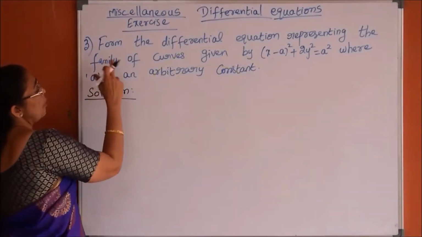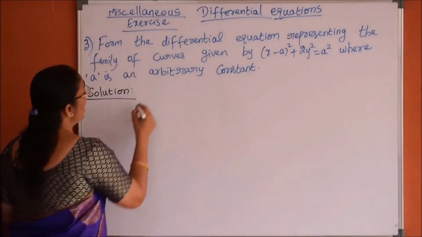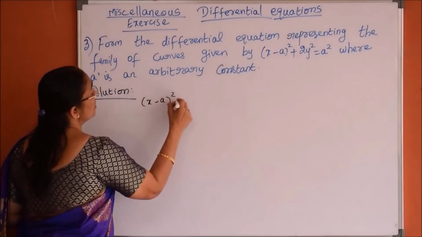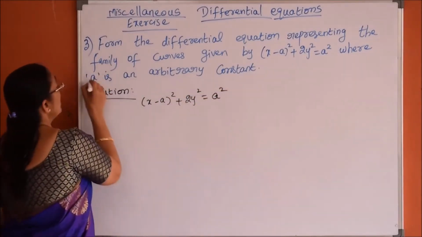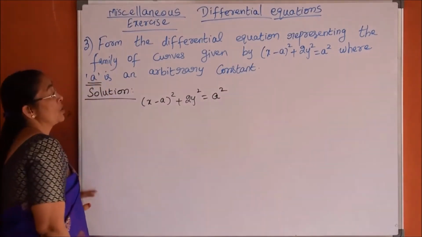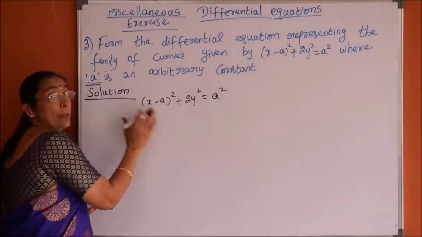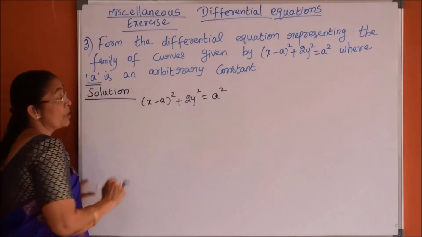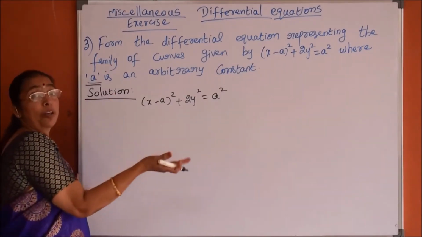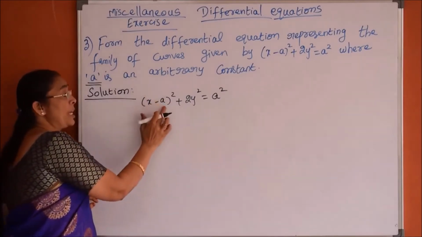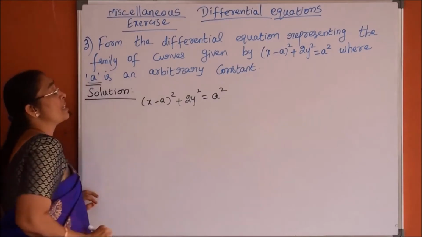Third problem: form the differential equation representing the family of curves given by (x minus a) whole square plus 2y square is equal to a square, where a is an arbitrary constant. So, we have to form the differential equation whose solution is this one by eliminating a. We do the differentiation and we get the value of a in terms of the derivative. Then we substitute the a value here, so that we can form the differential equation whose solution is this equation.